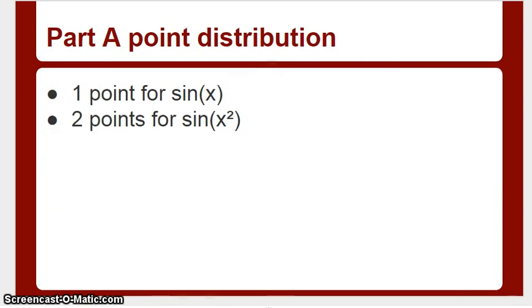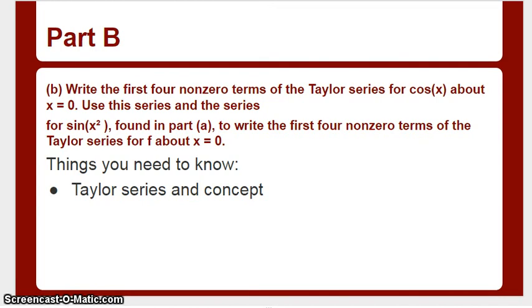Okay, so let's look at the point distribution for part A. So you will get 1 point for the sine of x and 2 points for the sine of x squared. Okay, so moving on to part B.